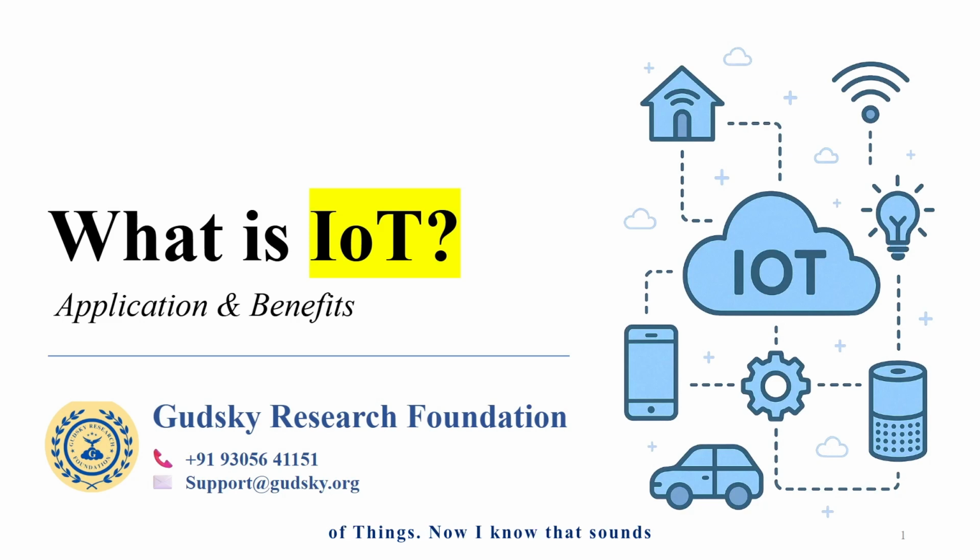Now, I know that sounds like a big tech term, but trust me, it's already all around us. From your smartwatches to your smart TVs, even your fitness bands, they are all IoT in action. In this session, I'll break it down in simple terms what IoT really is, how it works, where we use it in daily life, and why it's getting so popular. So, yeah, if you have ever wondered how your AC knows when to cool the room or how your phone tracks your sleep, this is for you. Let's get into it.